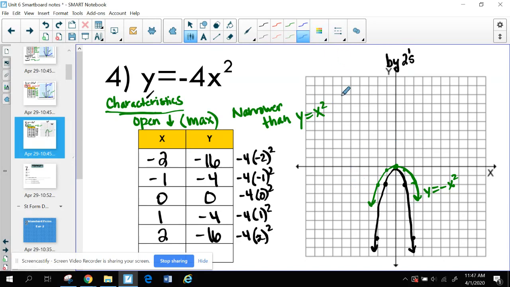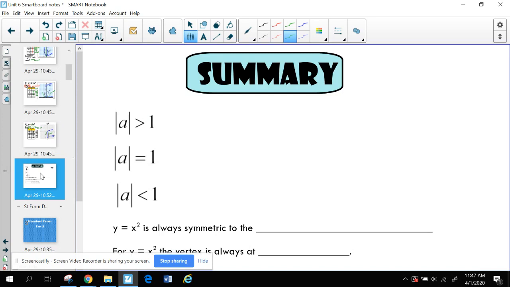Okay. Some vocab. Our vertex here is still at 0, 0. And our axis of symmetry goes right down the middle here. That is still also at x equals 0. So this last one, we really just notice that because of this negative sign, it opens down, meaning it has a max. And because of this 4, if we ignore the negative, the 4 tells us it's going to be narrower. So let's summarize those points and talk about what that a value gives us.